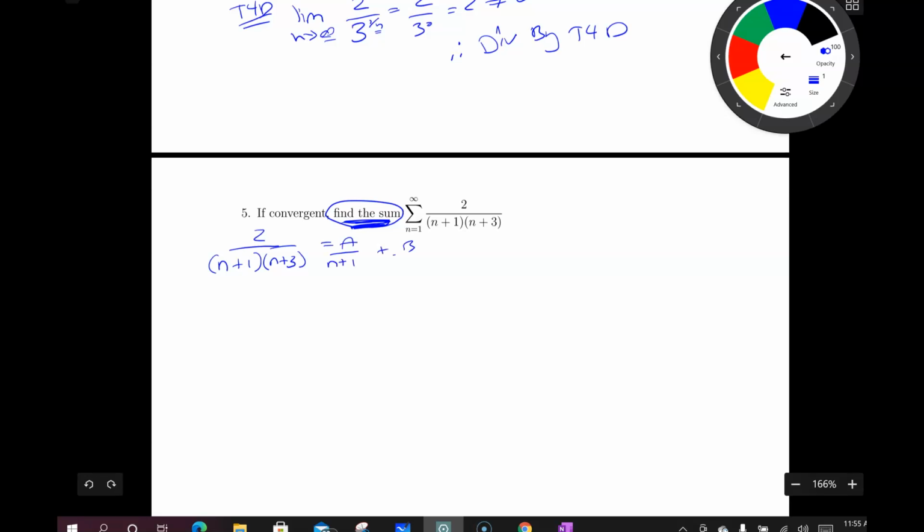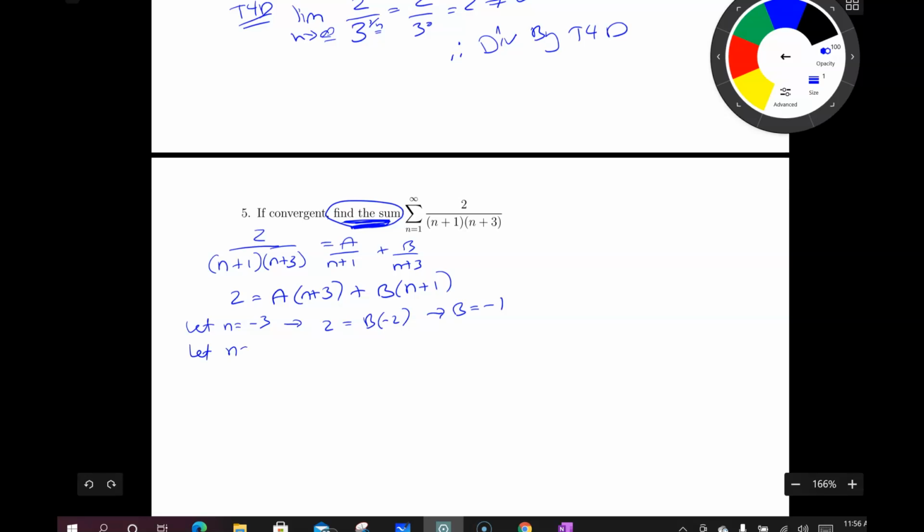So A and B. Multiplying by the denominator. You've done this lots of times, so I'll skip that intermediate step. Now I'm going to let n equal -3. That gives me 2 equals B times -2, so B equals -1.